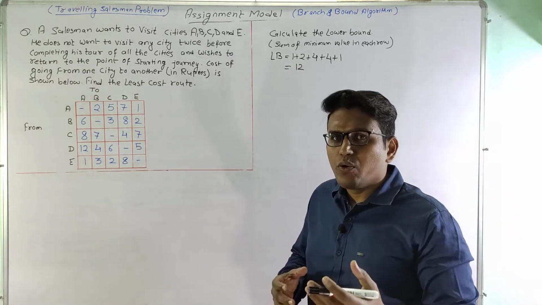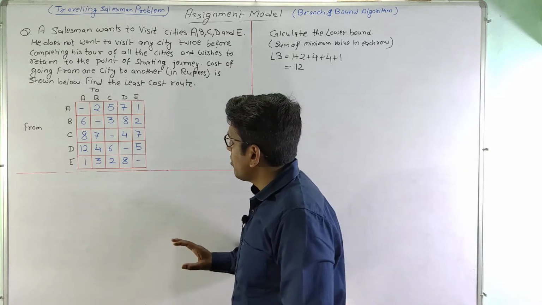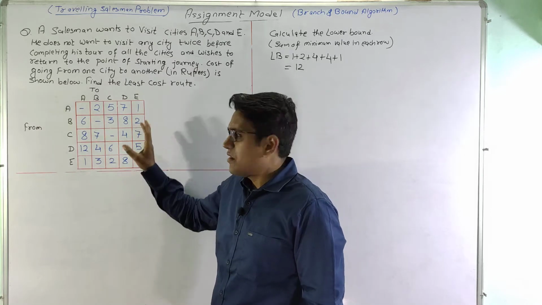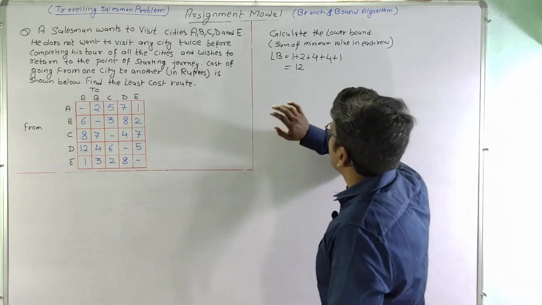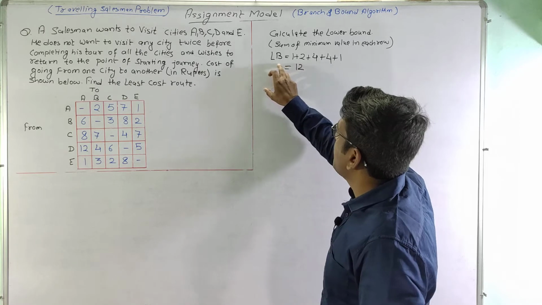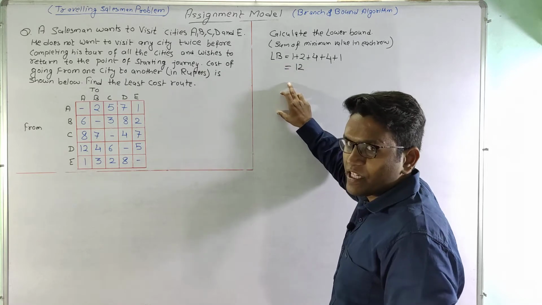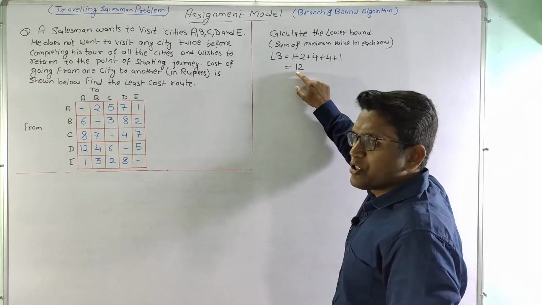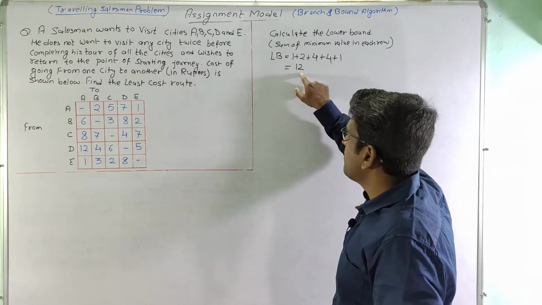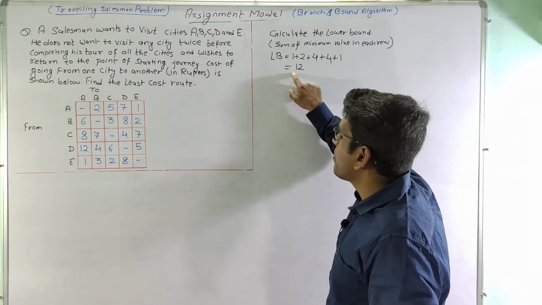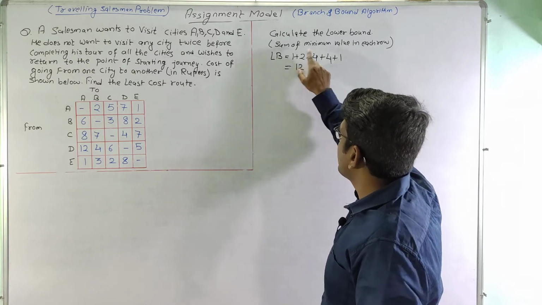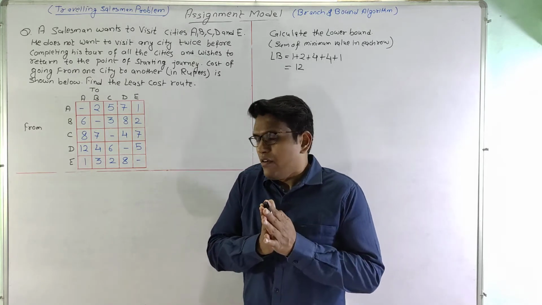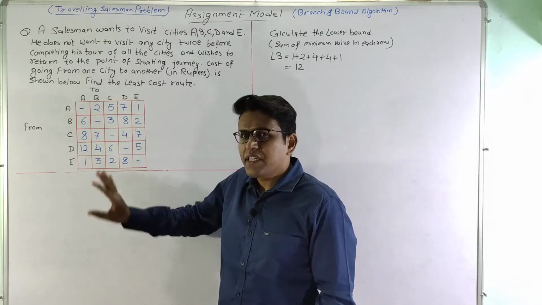And what this lower bound shows? Our lower bound shows that the salesman, when completing the tour, will have at least 12 rupees as its expenses. That means the total expense of touring for the salesman is either 12 or more than 12, and it cannot go below 12.